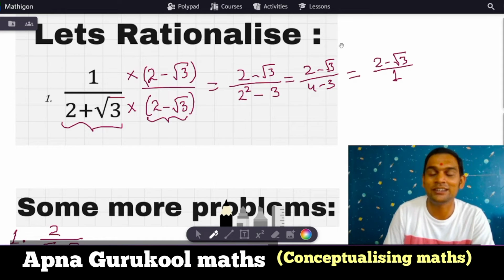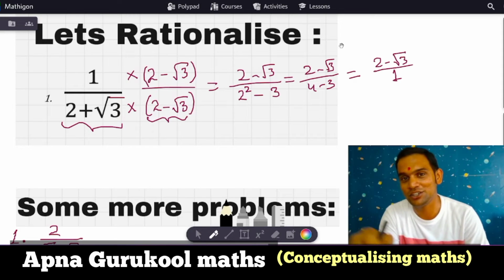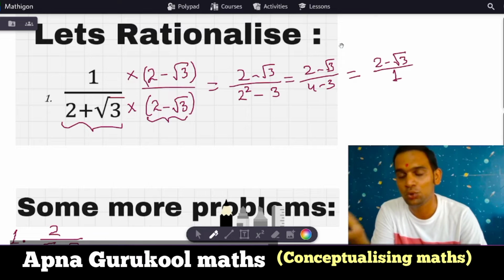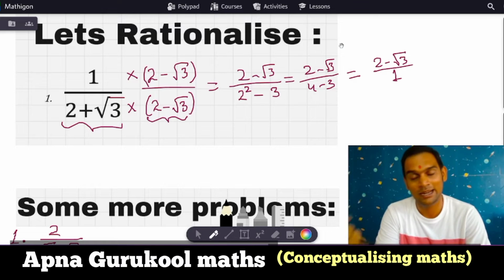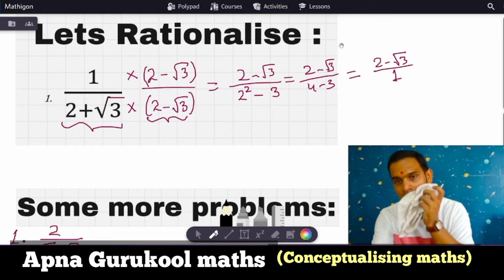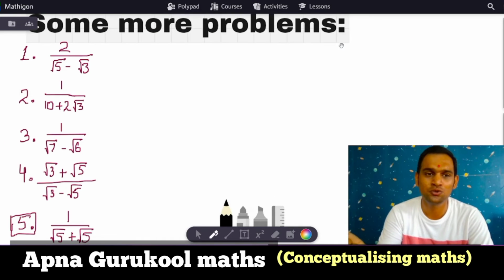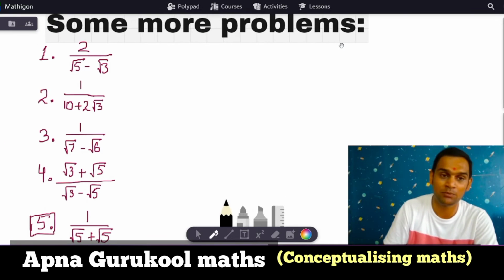This process is called rationalization. That means it's a process where we convert an irrational number to a rational number. It can be the numerator or the denominator as well. Yes, so now let's try to do some more problems to make it much more clear.